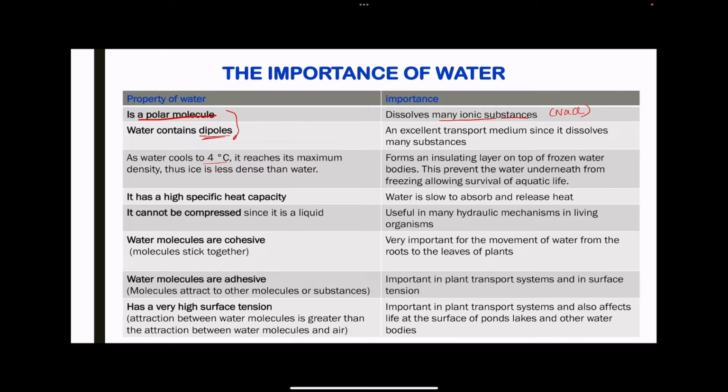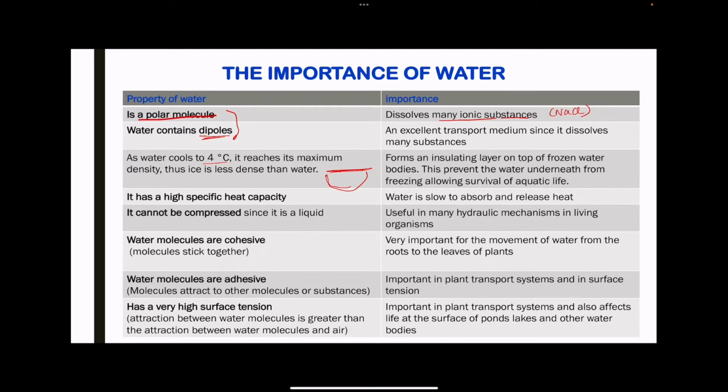The other property is, as water cools to 4 degrees Celsius, it reaches its maximum density. Thus, ice has a lower density than water. This is the reason as to why ice floats on the surface of water in cold days, and this prevents water underneath from freezing, allowing survival of marine life.